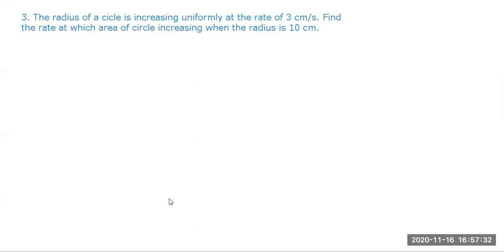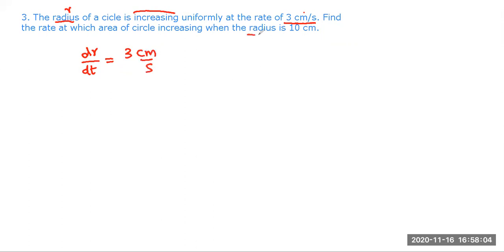So let's underline this: 3 centimeters per second. You are seeing centimeters per second, so it is something by dt. So what is that? The radius of the circle is increasing. So let's call the radius r. So this is r, and that's why dr by dt equals 3 centimeters per second.